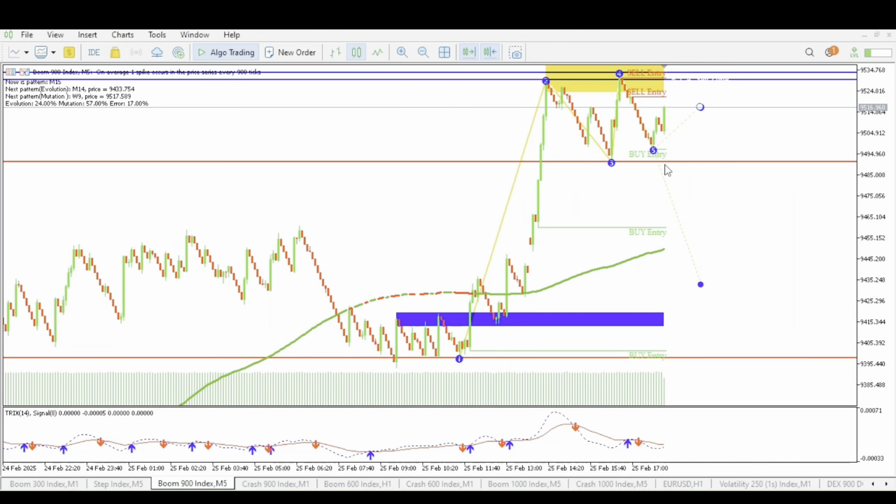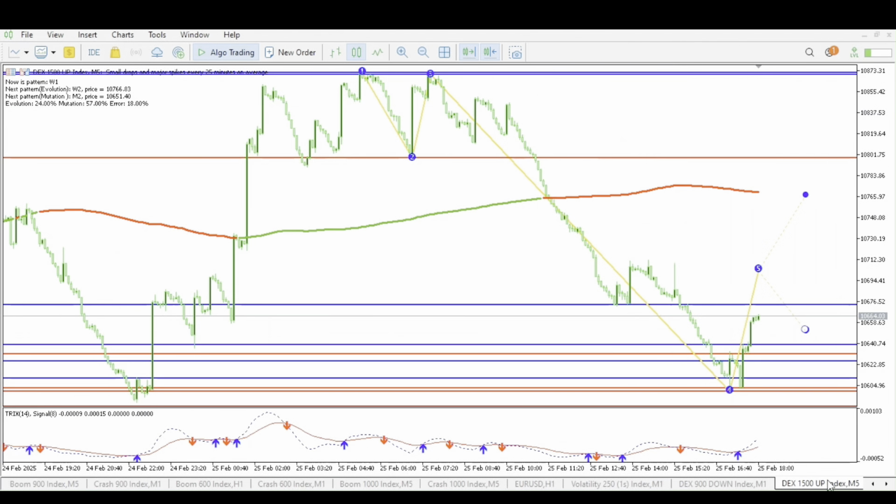So I'm now showing you how to trade DEX indices with this system. We are going to open DEX 1500 Up, as you can see. This also works with these lines, these blue lines and green lines, including this one again. Usually DEX works like this. Let's say it gives a small spike. Usually it will just pull back to where that spike occurred, then it will spike again. That's how you catch spikes on DEX indices.